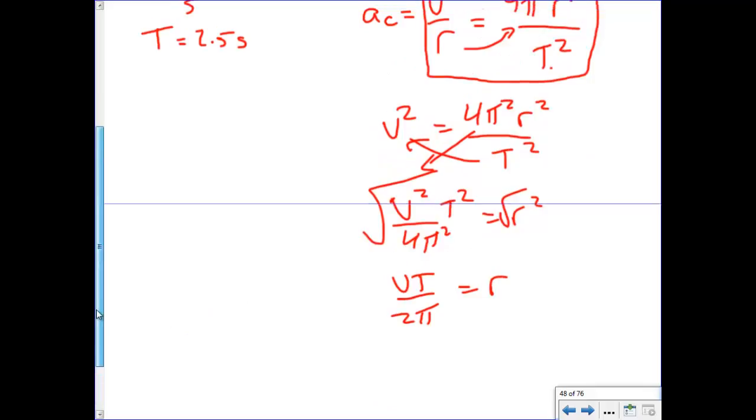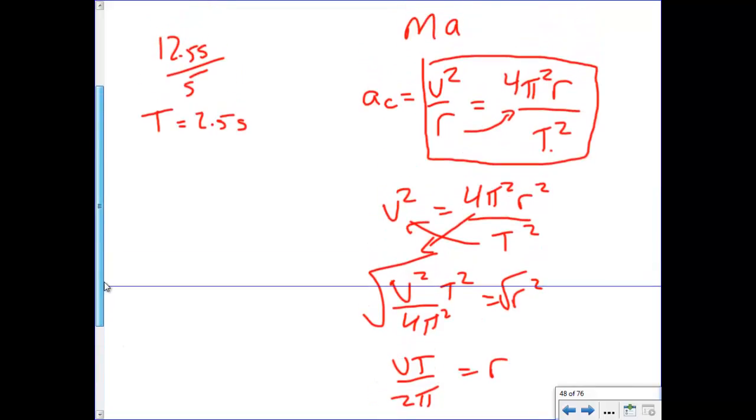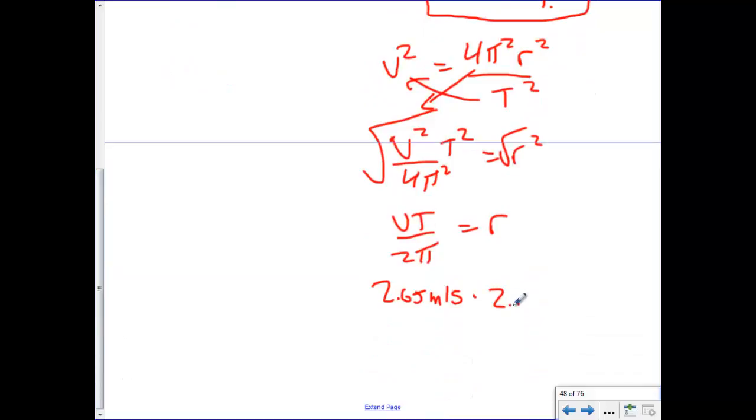I know my velocity, don't I? 2.65 meters per second. I know my period because we just found it by dividing those numbers. So that was 2.5 seconds. And we're dividing by 2 pi. The seconds will cancel, which is good news because what's the only unit I have left? Meters. Isn't that a good unit for a radius of a circle? So I just need some help with calculations. 2.65 times 2.5, and then divide by 2 pi.